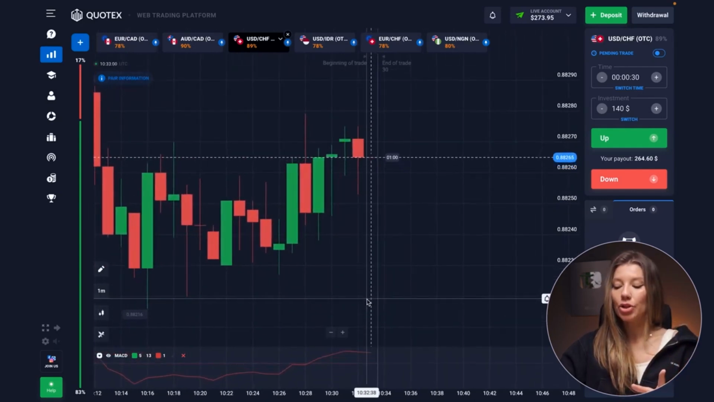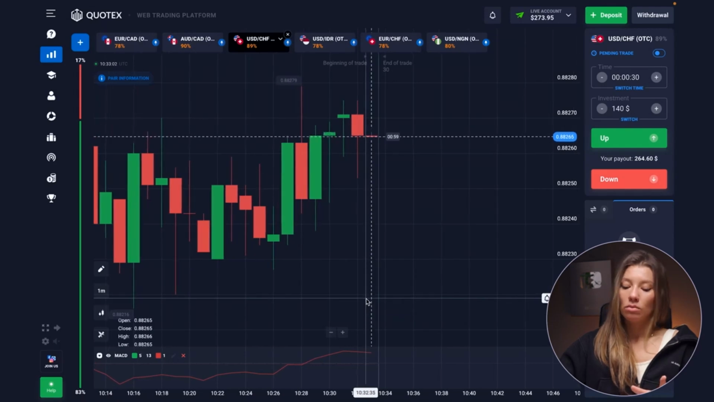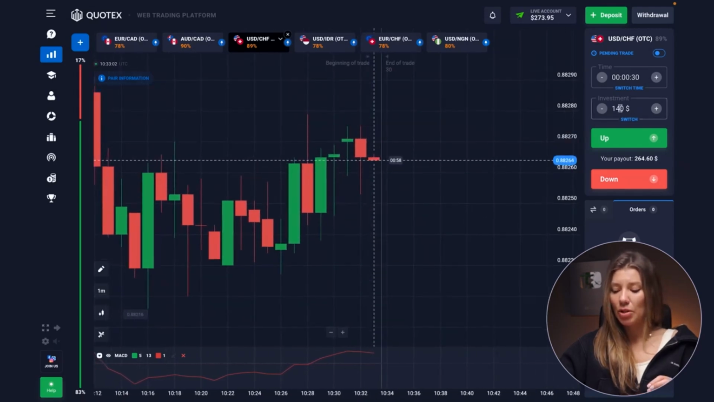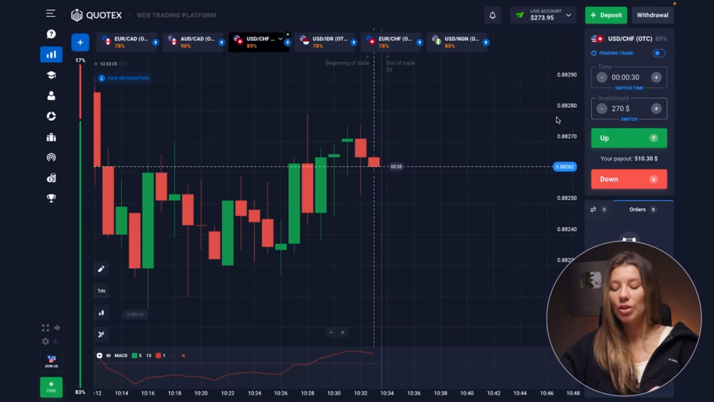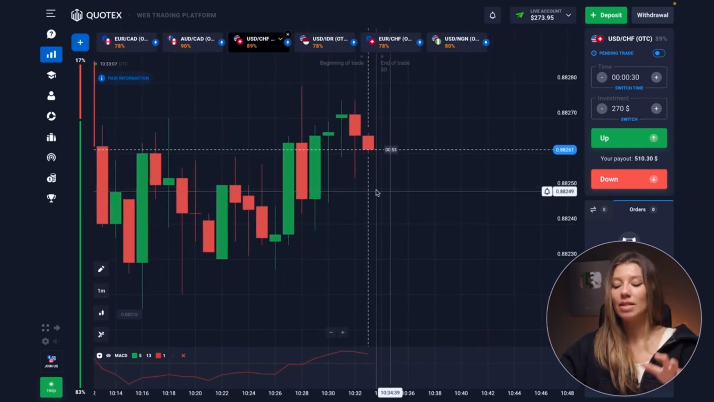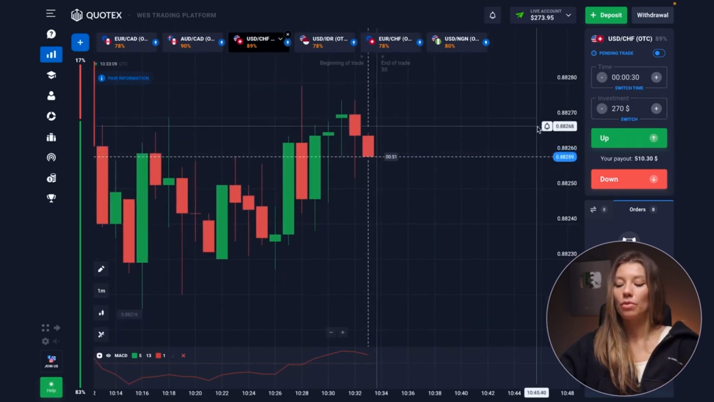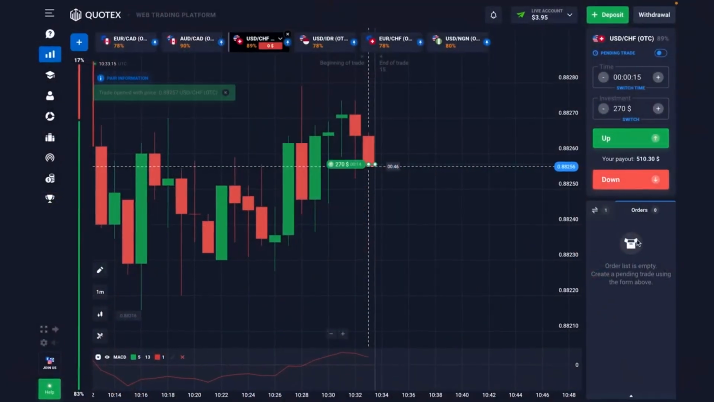Okay, I think we should try this. So for another time, I'm going to use here $270, and in this case let's also change the time frame to 15 seconds. Let's try. I'm going to use here the greens. Let's go.